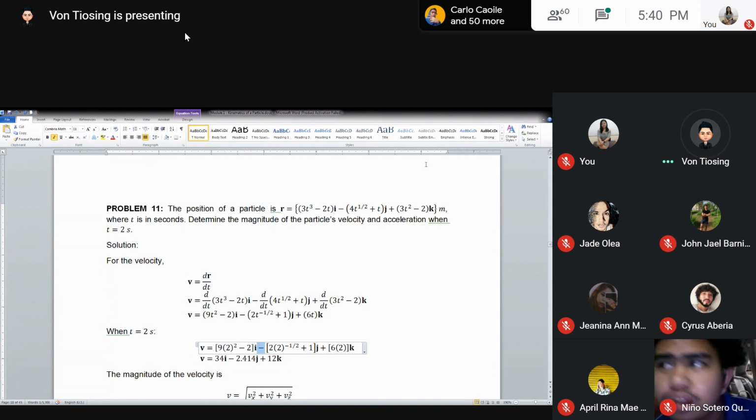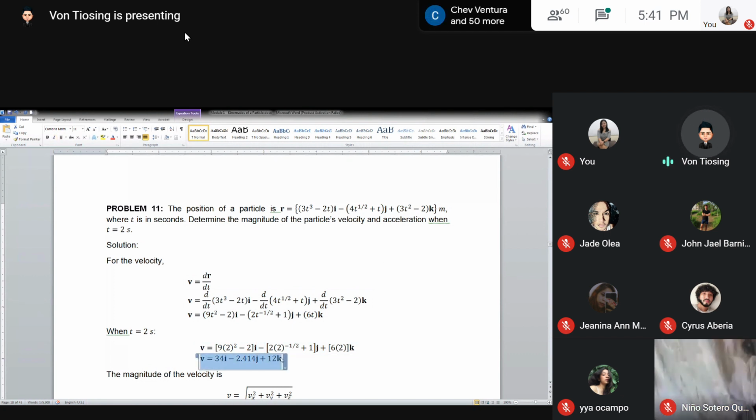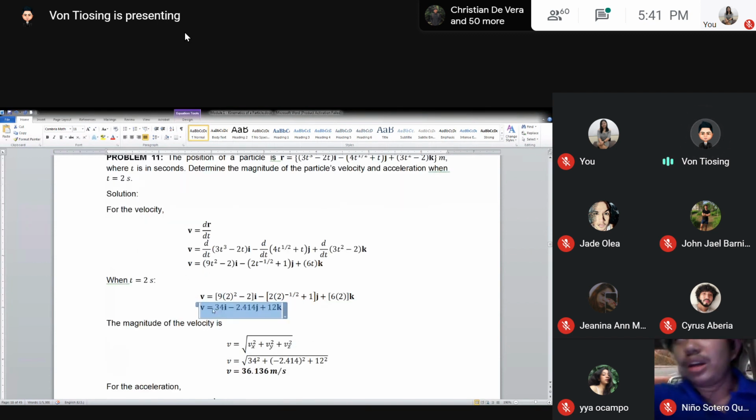Okay, and then this one is 6 times t, which is 12. Okay? Sige. Okay, and then the magnitude of the velocity is the square root of 34 squared plus negative 2.414 squared plus 12 squared. So check natin to. So we have 36.136 meters per second.